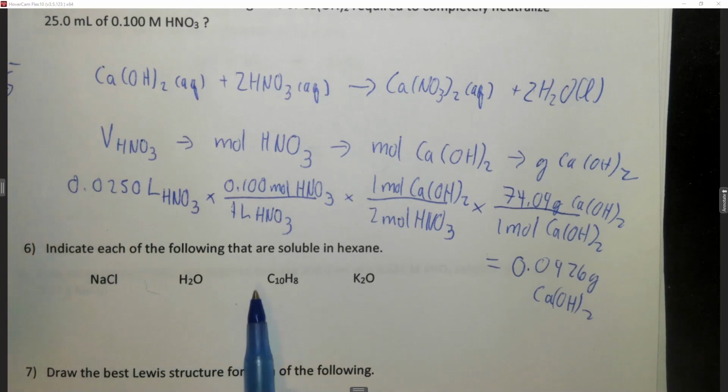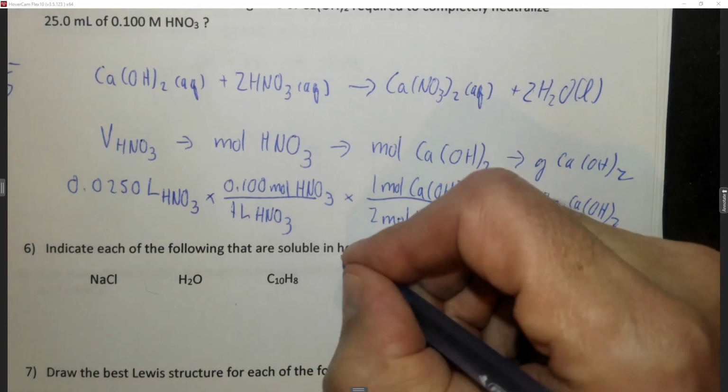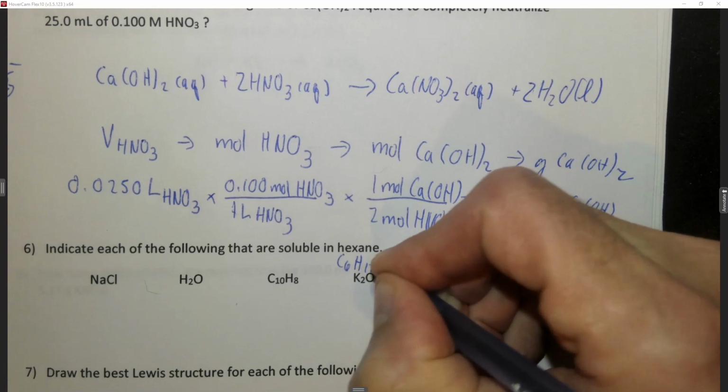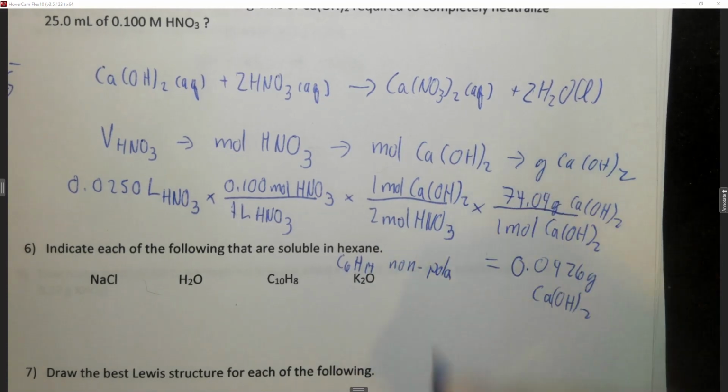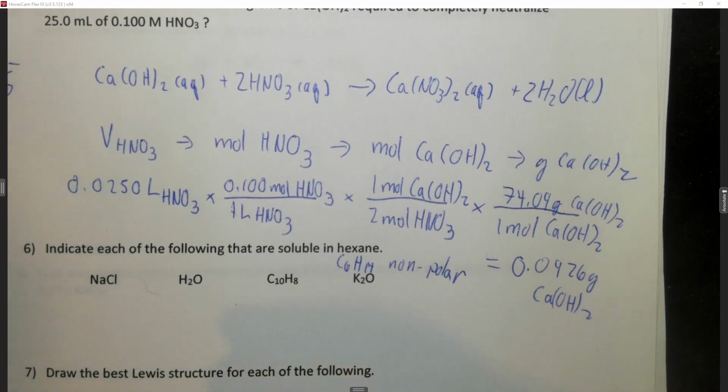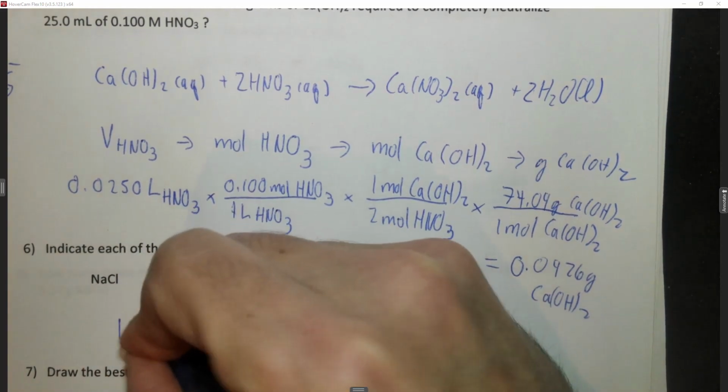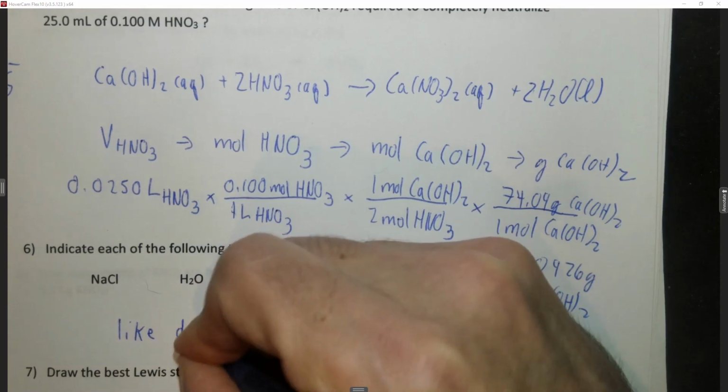It says, indicate each of the following that are soluble in hexane. Hexane is C6H14 and is non-polar. So in this case, what we're using is like dissolves like. And in like dissolves like, what is alike is polarity.